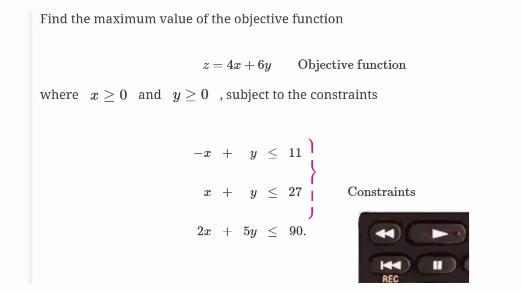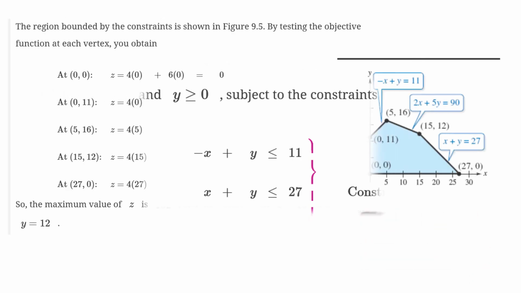Here's another problem. Find the maximum value of this function, z = 4x + 6y, subject to non-negativity constraints and additional constraints. −x + y ≤ 11, x + y ≤ 27, and 2x + 5y ≤ 90. Please pause the video and give this a try. Let's see how you did.